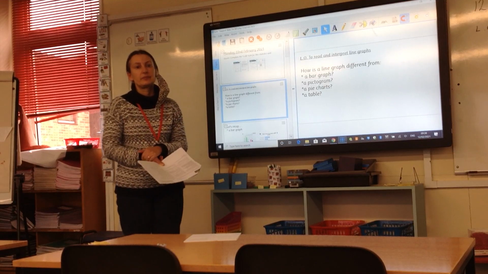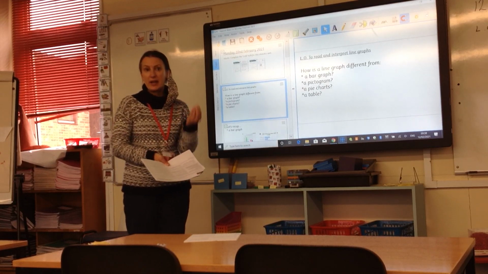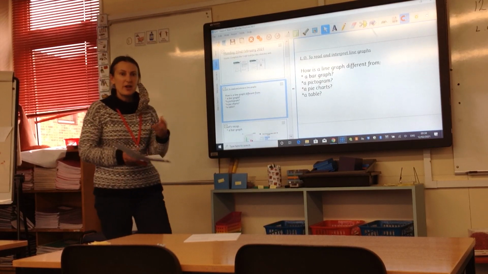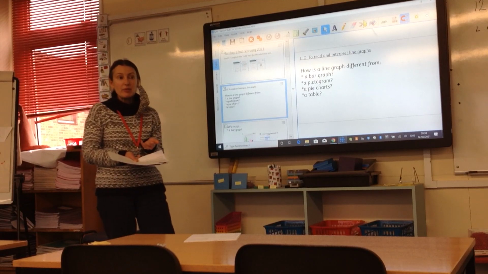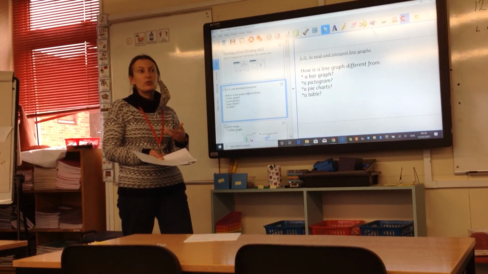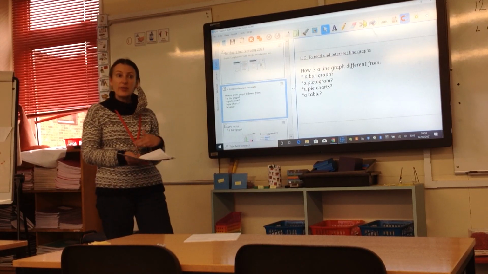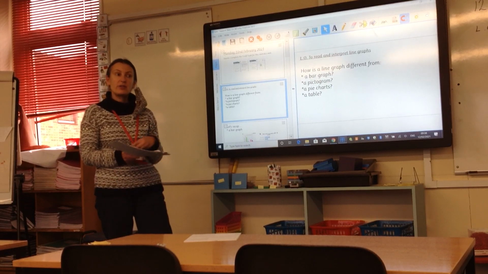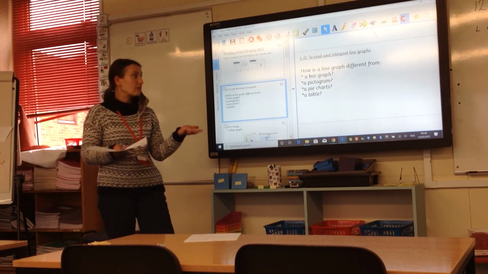Yes? A bar graph also has axes, y-axis and x-axis. Oh, well done. So we know about the axes as well. Excellent. So some of you might have had some experience already. Maybe you've come across some of these data handling tools in science, for example, or other areas of your work. So it's a bit cross-curricular, which is really good.